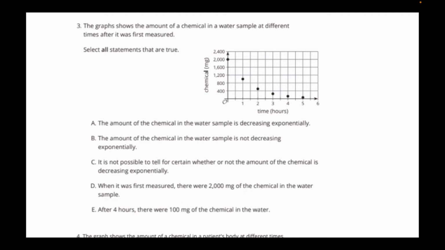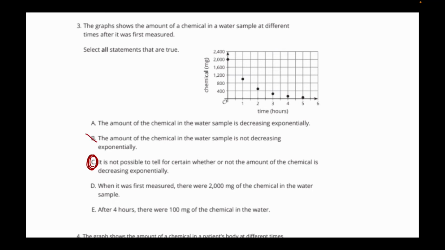So they don't give us any points labeled here. While it looks like it's exponential, we're only going to be able to select one of these first three options: that it is decreasing exponentially, it's not decreasing exponentially, or it's not possible to tell. And we're going to select that it's not possible to tell, because while it looks like it, we don't have numbers that we can use in order to check our growth factor and make sure that it's the same. It does look like it's decreasing by a different amount over time, but it's not possible for us to tell.